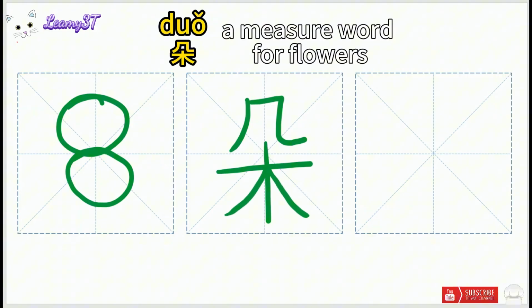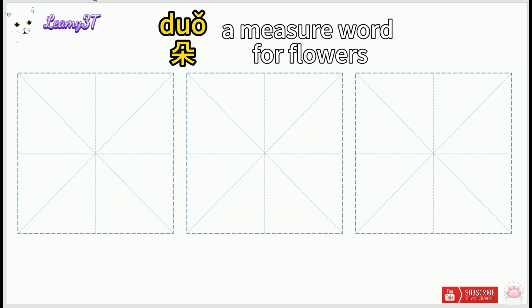Shù below shouldn't be too long, just about up to the bottom of the one above. Now let's read and write together.